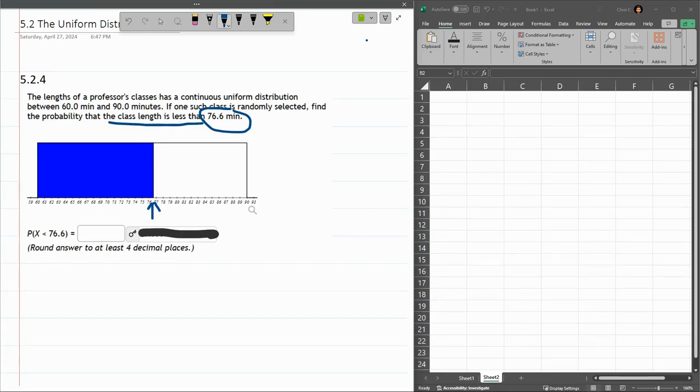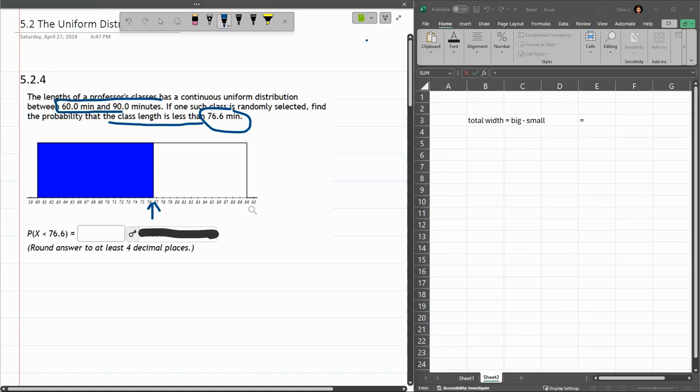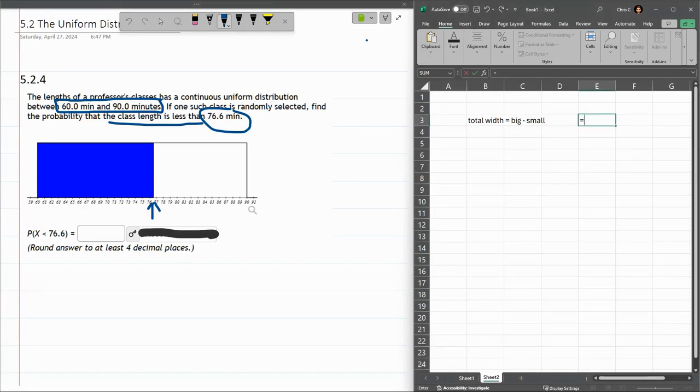I want to know the probability that the class length is less than, or to the left of, 76.6. So what I need is total width. It's big minus small. Now for this big, the numbers are written right here. These are the two limit values, the biggest and smallest values. So for me, it's nice and easy. 90 is the big and 60 is the small. So between those two is 30.